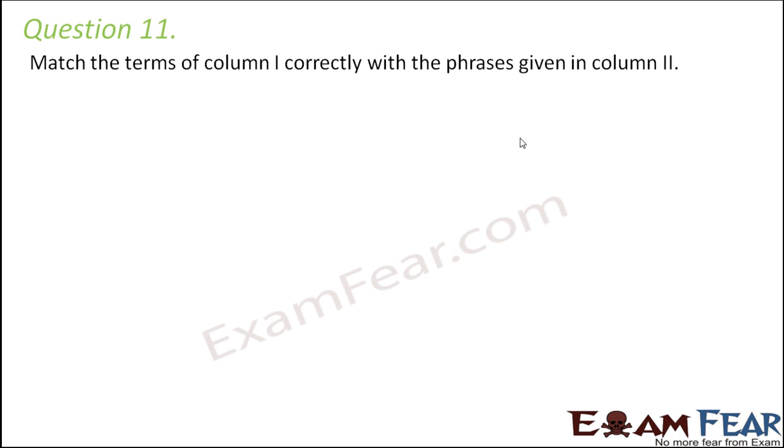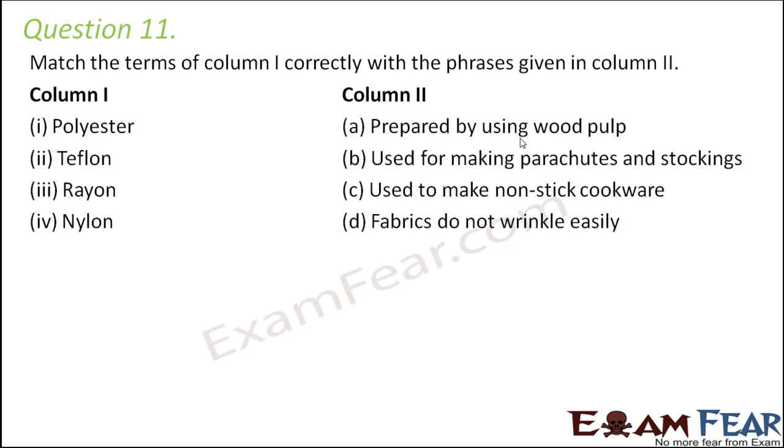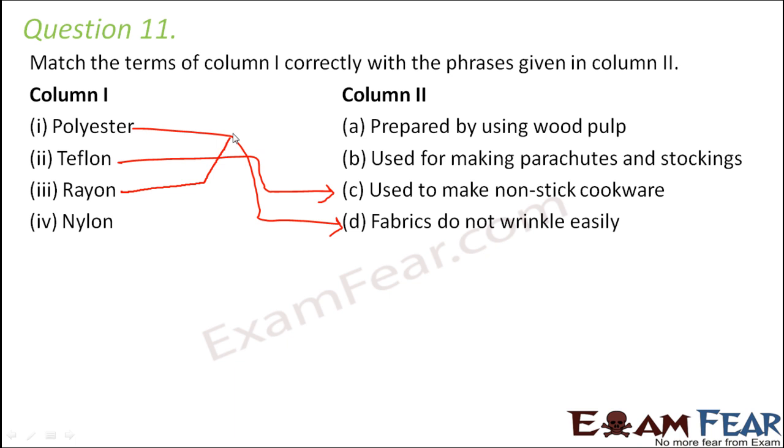Question number 11. Match column 1 with column 2. So these are some of the things in columns 1 and 2. Polyester. So polyester is the fabric which does not wrinkle easily. Teflon. So Teflon is used to make non-stick cookware. Why? Because it is heat resistant. Rayon. Rayon is the artificial silk and it is the semi-synthetic fiber because it is prepared from wood pulp. Nylon. It is so strong and elastic that it is used for making parachutes and stockings.